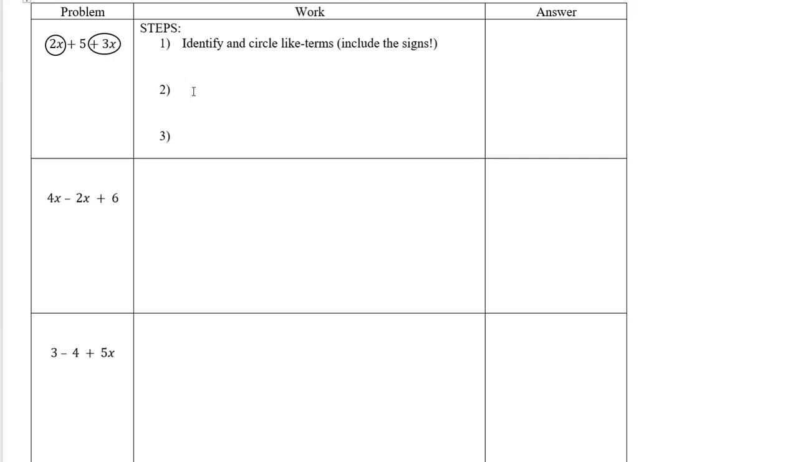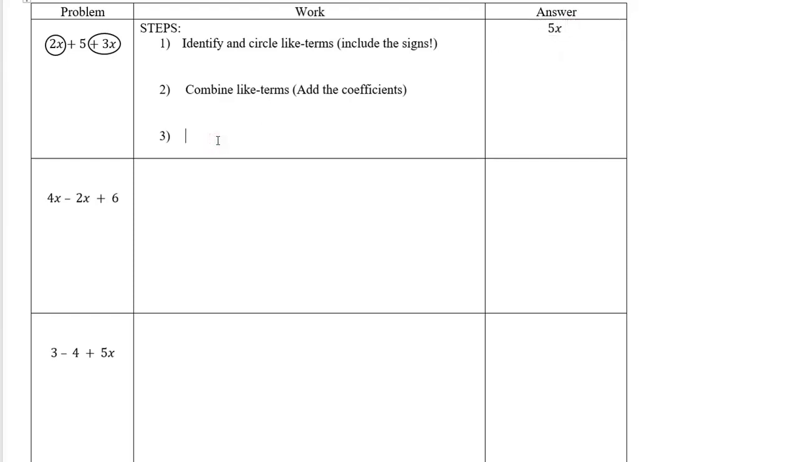Okay, once I identify and circle the like terms, I am then going to, you'll hear the word combine like terms, which really means add the values. We're going to add the coefficients. So I'm going to add 2 and 3 together because it's positive 3, and I'm going to get 5x. So 2x plus 3x makes 5x.